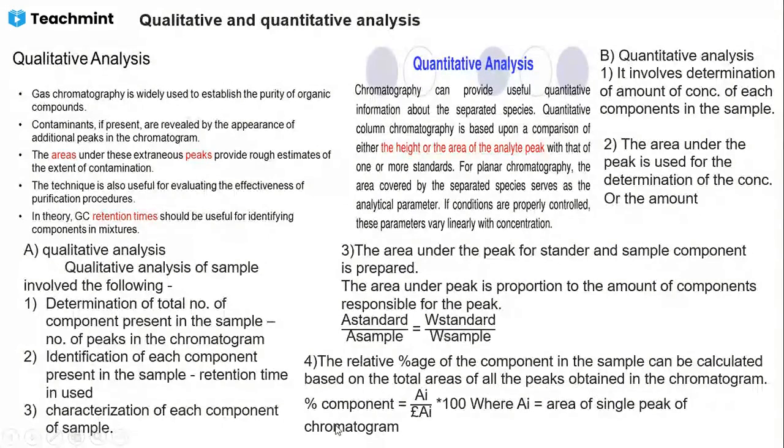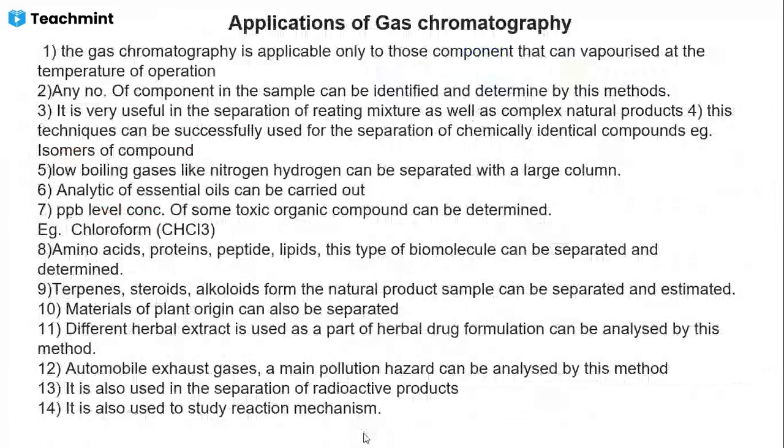Therefore, percentage component is equal to Ai upon summation Ai into 100, where Ai is the area of a single peak of the chromatogram. With this quantitative analysis you can find how much amount is present. Okay, qualitatively means which component, which species is present. These two things you can do with gas chromatography.